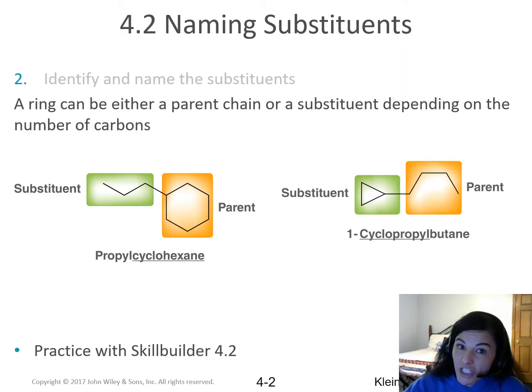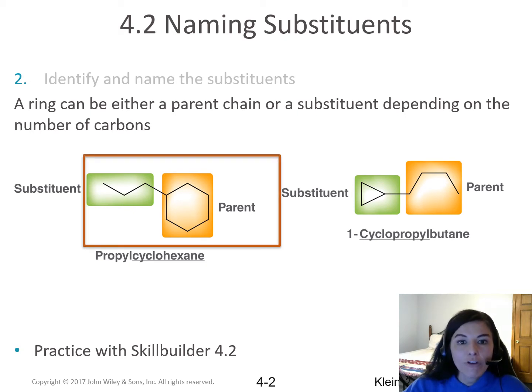So one thing that I mentioned in the previous set of slides, and it's really important to keep in mind, is that when finding the longest continuous set of carbons, rings and straight chains attached to rings are treated separately. Even though technically they are all attached, for the purpose of naming, rings and straight chains can never both be in the parent chain. A ring can be either a parent chain or a substituent, depending on the number of carbons.